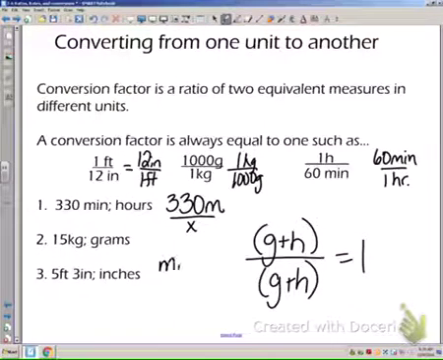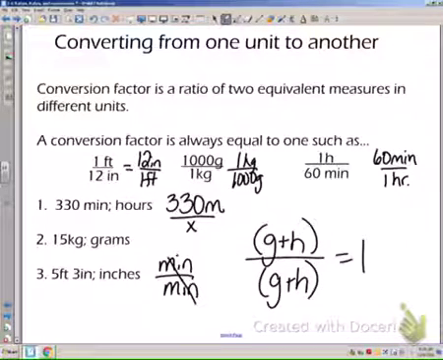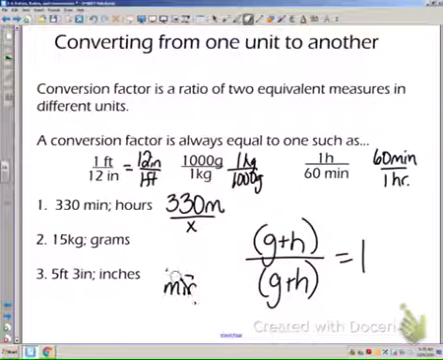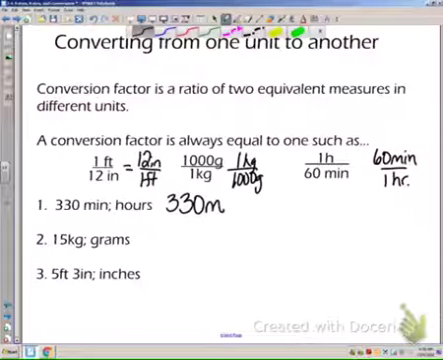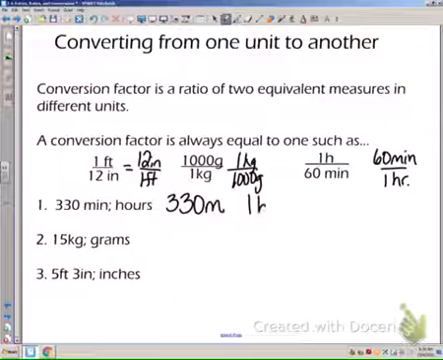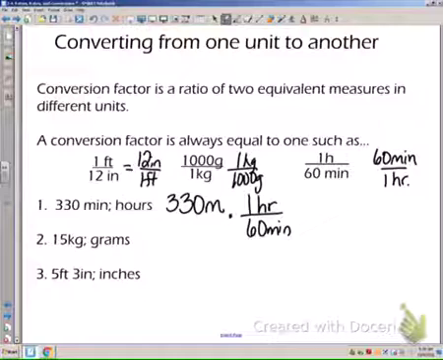If I end up with minutes over minutes, those cancel each other out. So that's what we're wanting to happen when I'm converting from minutes to hours. I want to be able to cancel out the minutes. So I know right now that I've got 330 minutes, and I want to know how many hours is that. So I'm going to put my hours on top, so 1 hour is to 60 minutes. And I'm going to multiply it. So 330 minutes times 1 hour divided by 60 minutes.